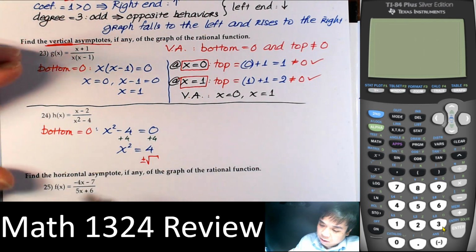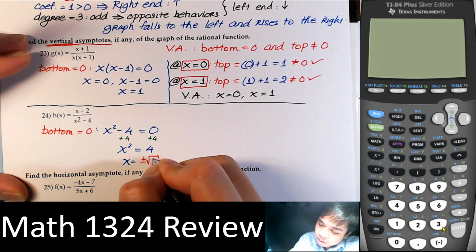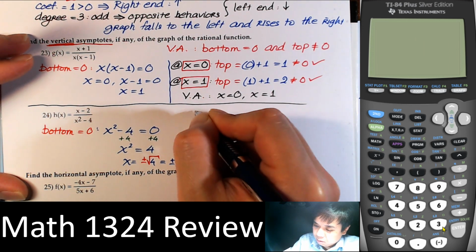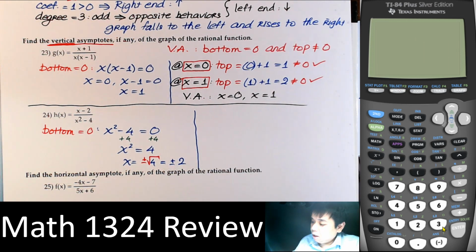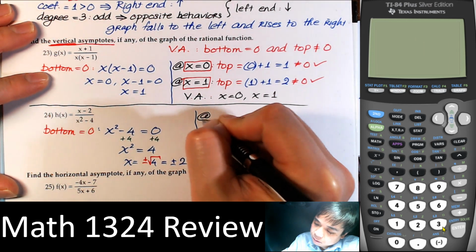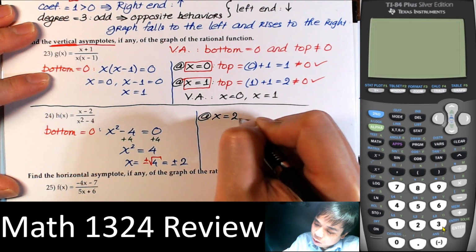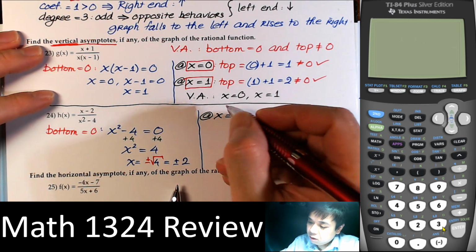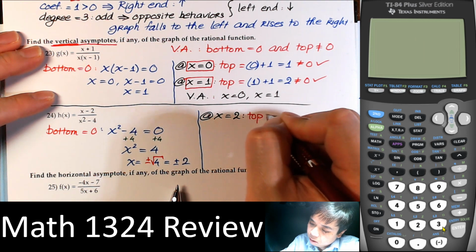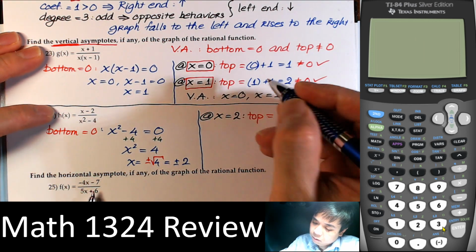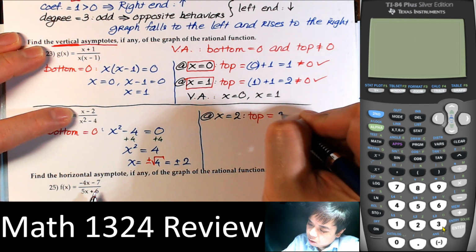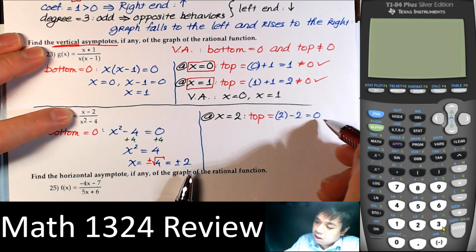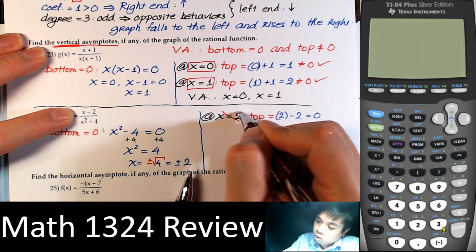So in that case, we have x equal to plus or minus square root 4, so plus or minus 2. Then we check. When x equal to 2, the top equal to 2 minus 2, that's 0. If it equal to 0, that's not what we want.